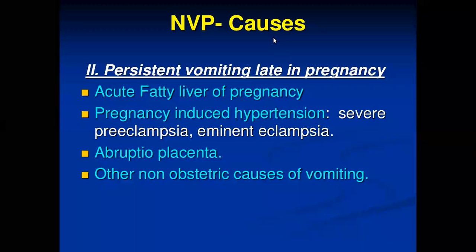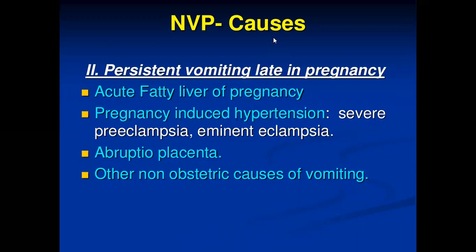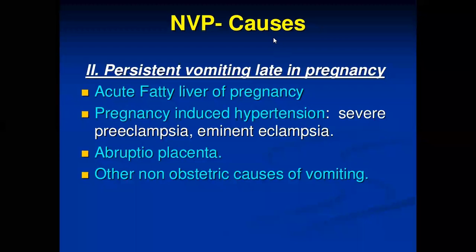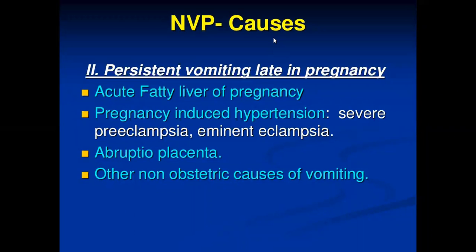How much is it increased? It is more than 140 by 90. So don't say that the patient has hypertension if the BP is 120, 128, 130 by 80, 82, 84. That is not hypertension. What is hypertension? When BP is more than 140 by 90, then it is called hypertension. So this is the importance of the clinical examination that you do.